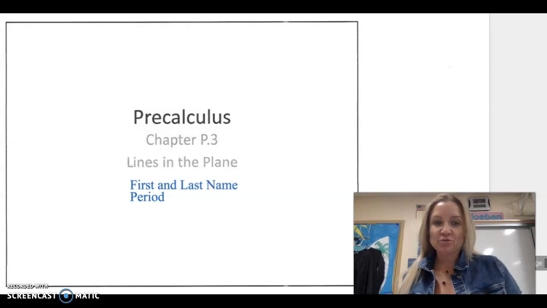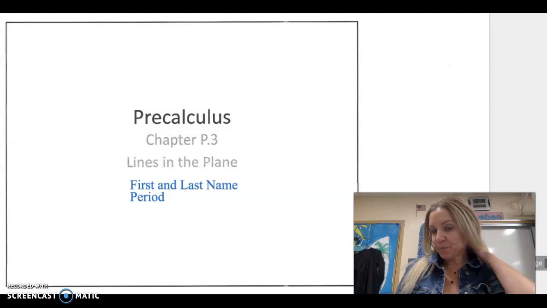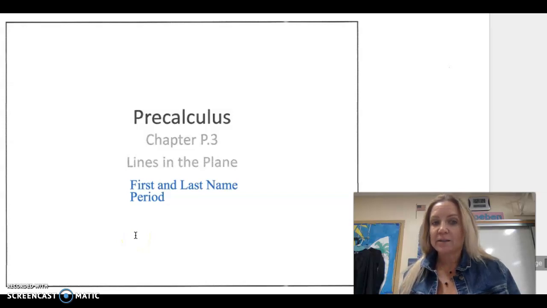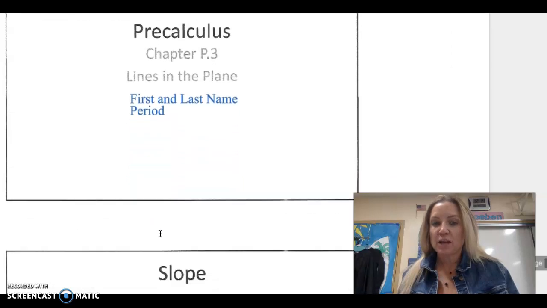Today we're going to go over the notes for the prerequisite chapter number 3. So we're going to be talking about lines in the plane. So after you write the title, print your first and last name and what period you're in.